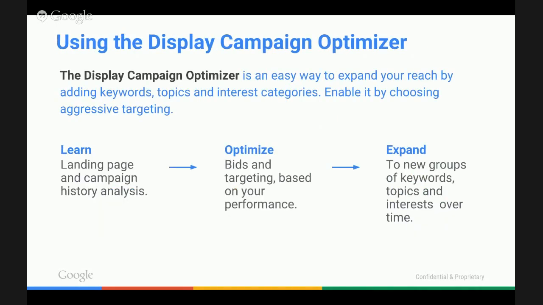A good idea is to use the display campaign optimizer. Most of the agencies have already tried it out, but why are we suggesting it for Gmail sponsored promotions? It's actually a very good way to expand your reach, just adding keywords, topics, and you can enable it only if you're choosing a targeting type in addition to your Google Mail placement. So if you will have only Google Mail placement, it's not going to work. You would have to have more targeting such as keywords or topics. And it would work the best if you're enabling it by choosing the aggressive targeting.